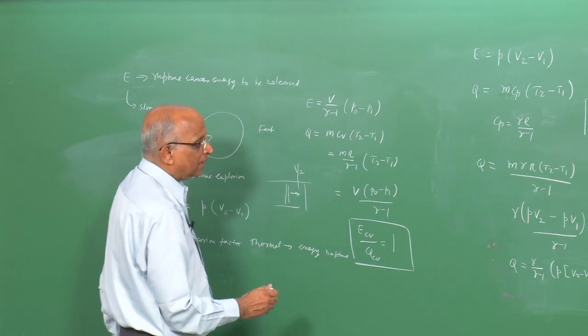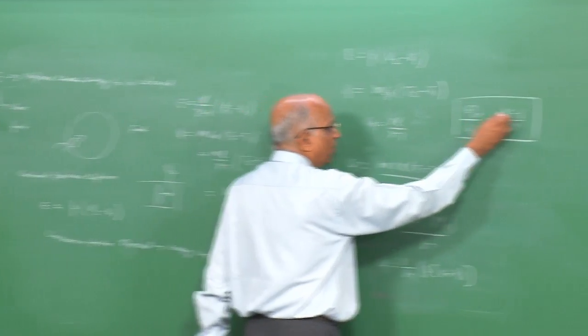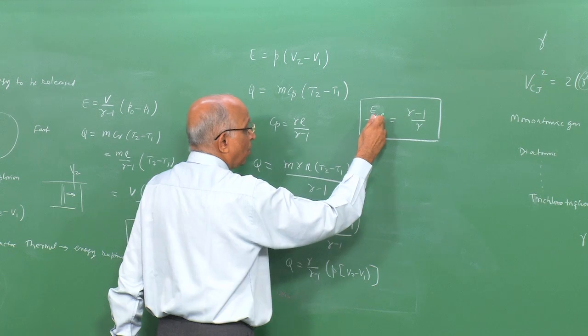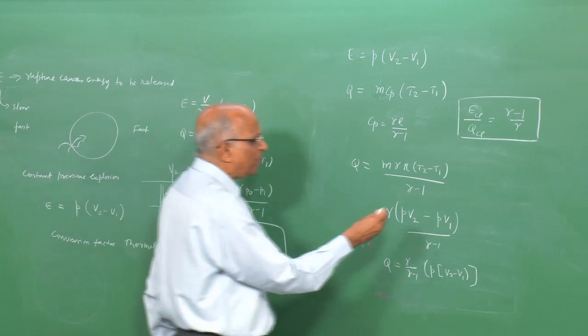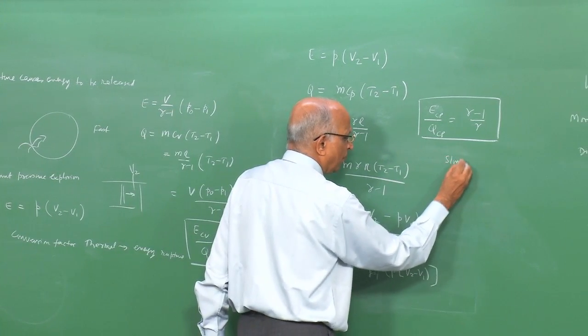Therefore, we find that since gamma is of the order of 1.4, the energy release in a constant pressure process is much lower, and we know that a constant pressure process is a slow process.